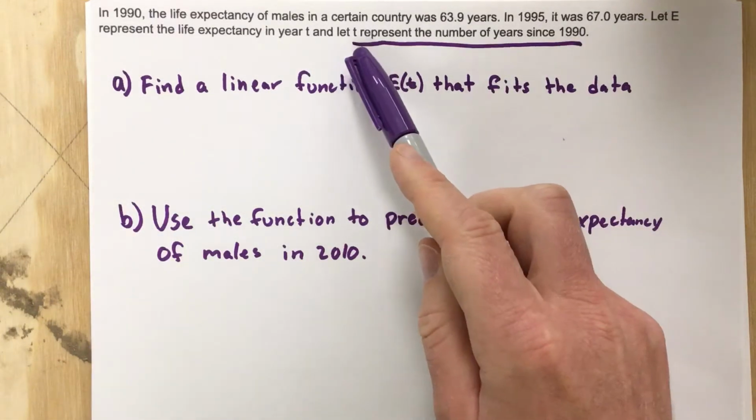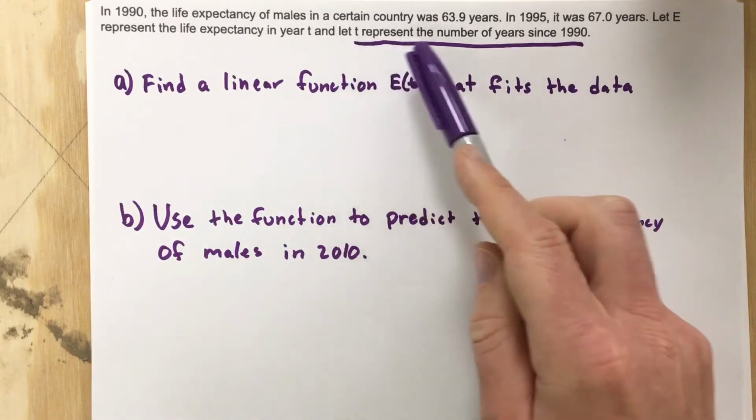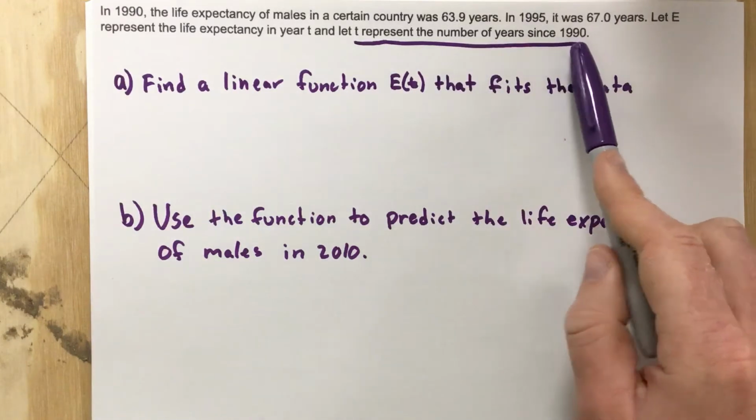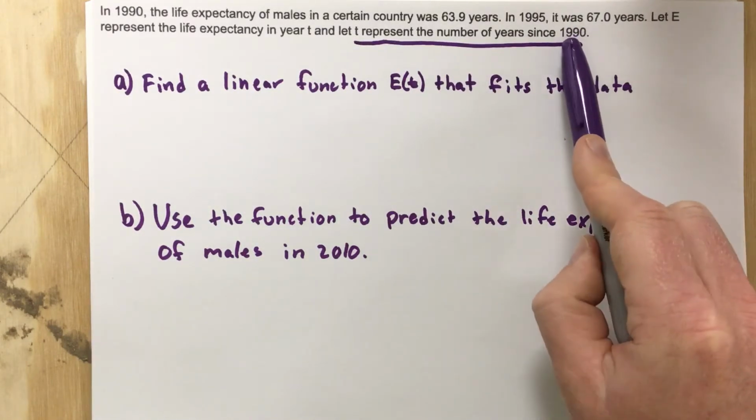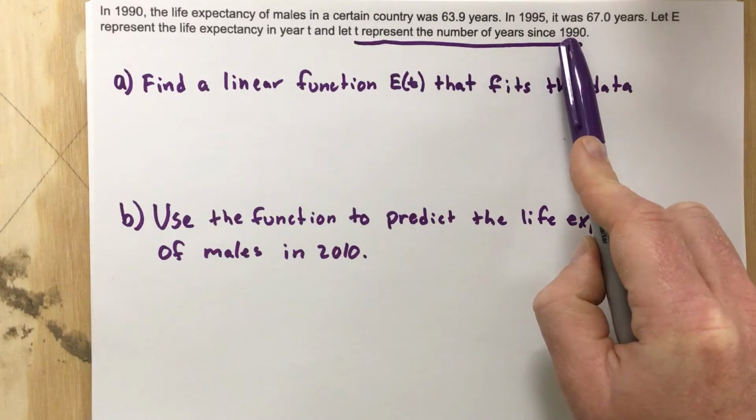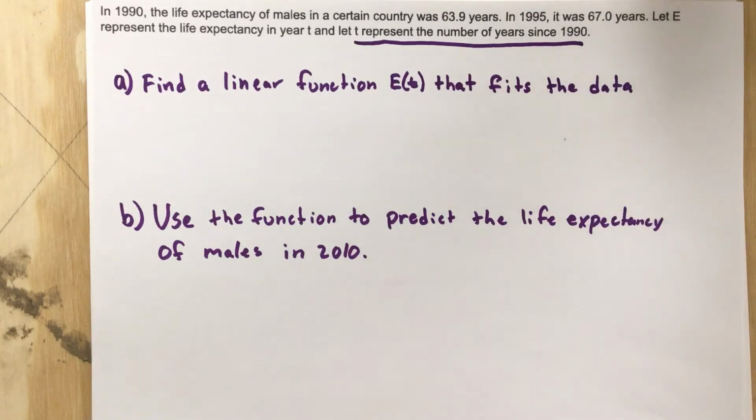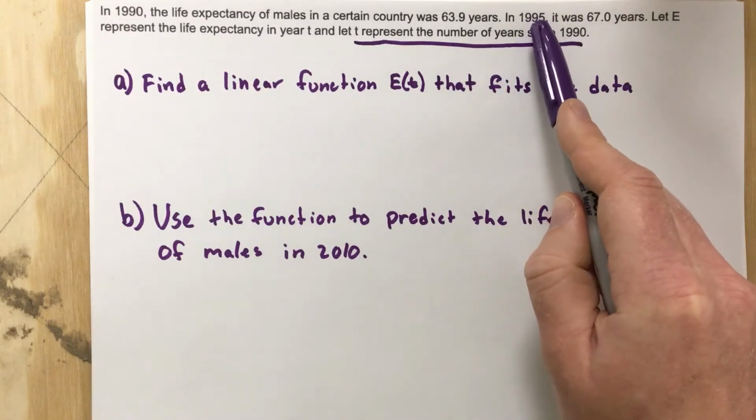Now, you'll notice I have this underlined here, because it says T is the number of years since 1990. That means 1990, in this case, is our baseline year, which means that instead of 1990, we're going to use 0 as the starting point, which means 1995 is the 5th year.